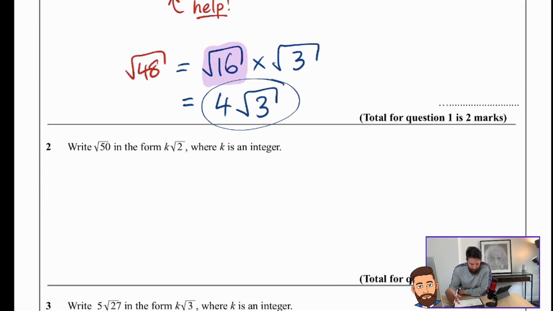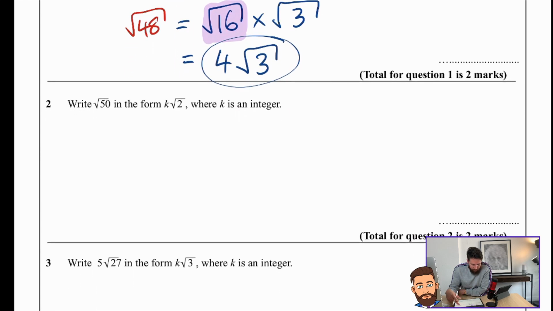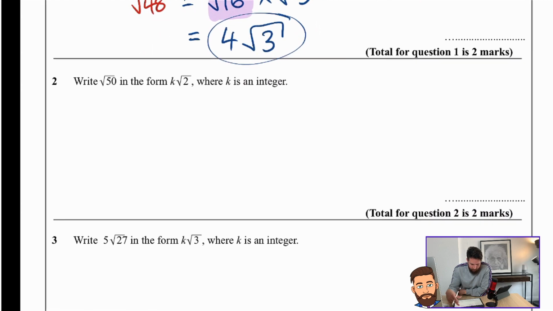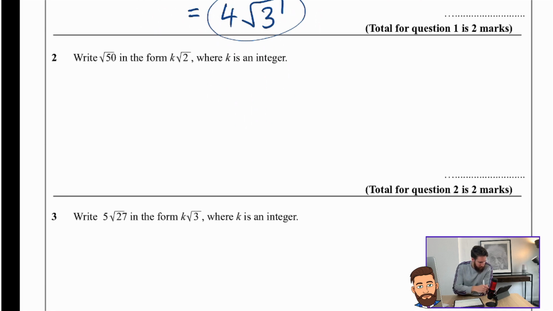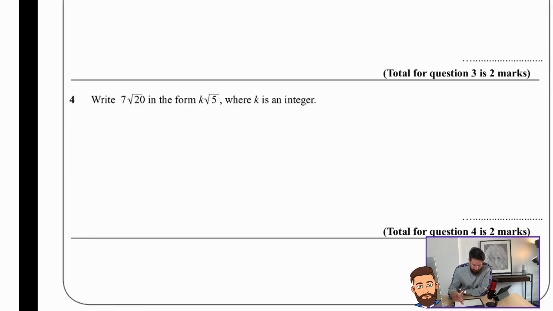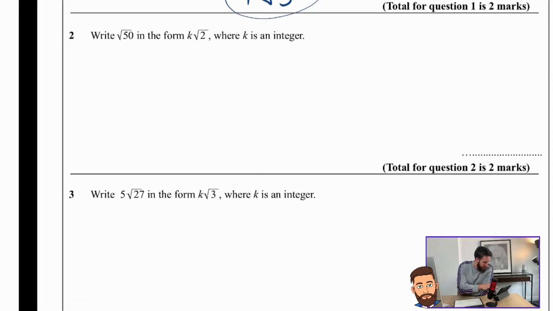Okay. Exactly the same for the next one. I'm going to let you have a go at the next 2. I'll do them without talking so you can look up and check if you're unsure. But I'll give you a couple minutes to do 2, 3 and 4. Maybe 2 minutes.